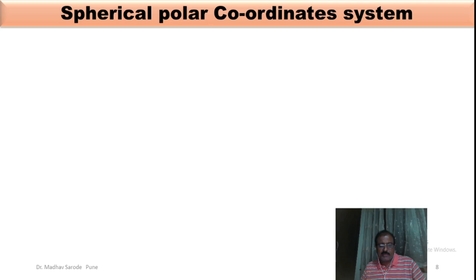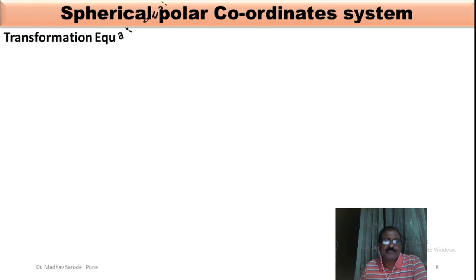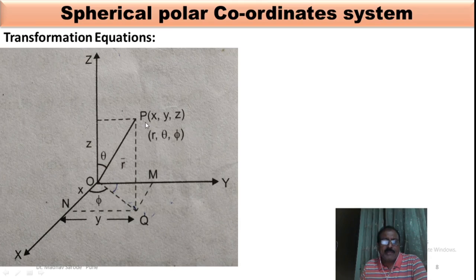In the spherical polar coordinate system, let us see in this figure, consider a point P with coordinates x, y, z, and its spherical coordinates are r, theta, phi, and the distance from the origin is r. Then we draw a perpendicular from point P on the XOY plane and meet at point Q. Also from this Q draw a perpendicular on the y axis, meeting at point M. Again we draw perpendicular QN on the x axis.